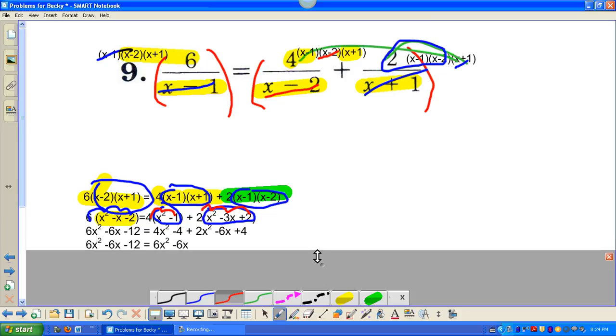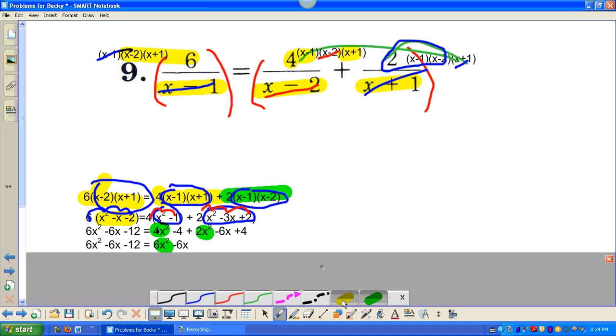In the next step, I combined like terms on the right. I was able to combine the 4x squared with the 2x squared to yield 6x squared. I was able to combine nothing with the negative 6x, I just recopied that. And then a minus 4 and a plus 4 end up canceling.